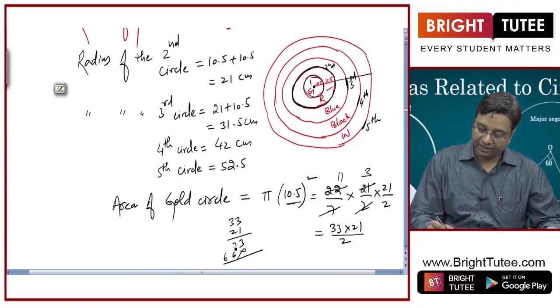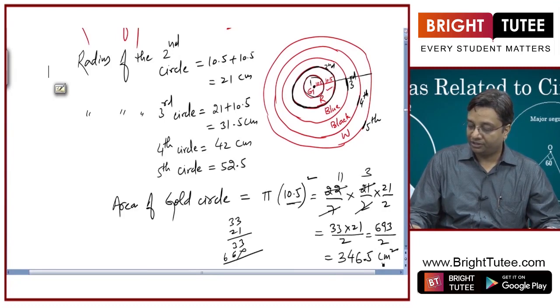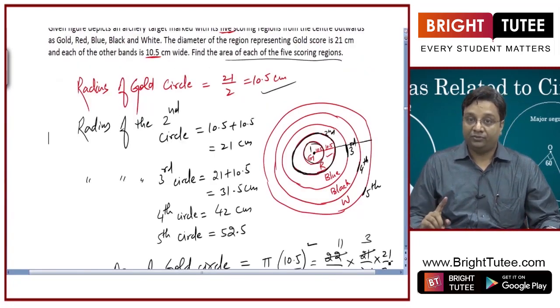It is 693. 693 divided by 2. So this area is nothing but 346.5, and the unit is centimeter square, right? So this is the area of the gold circle.